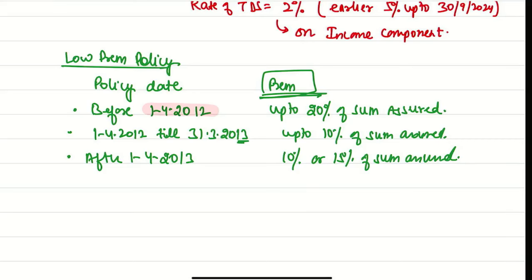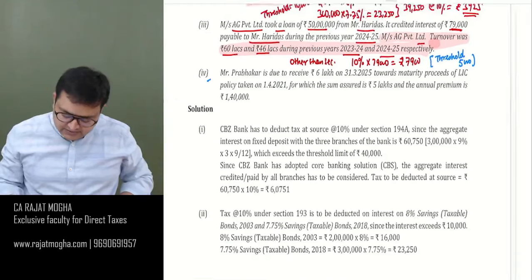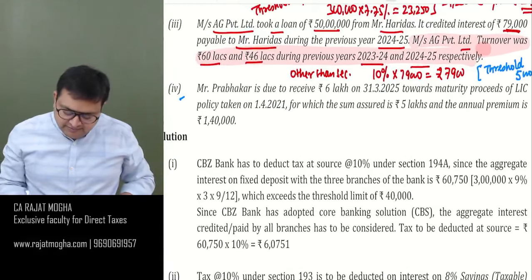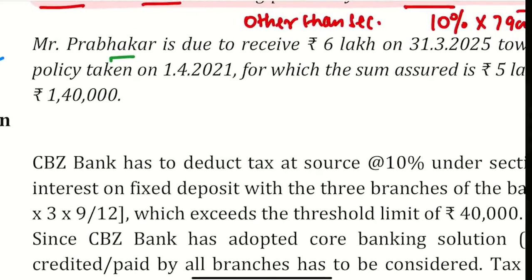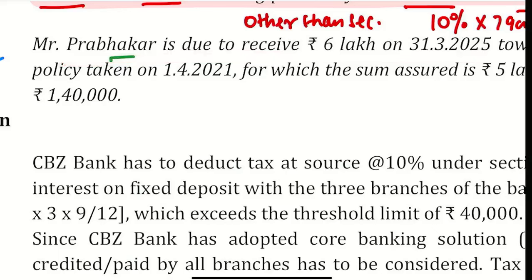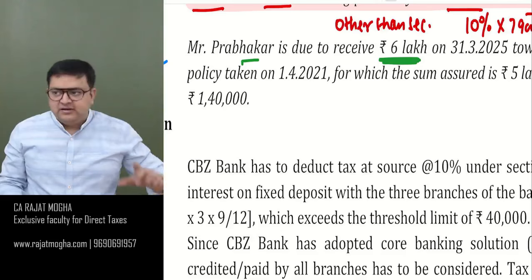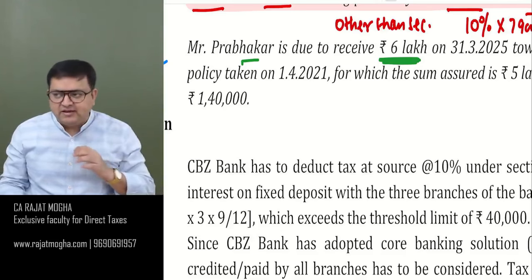Now look at the example. Mr. Prabhakar is due to receive 6 lakh on 31st March 2025. So he is receiving 6 lakh rupees. What he is receiving is more than 1 lakh. Agree?